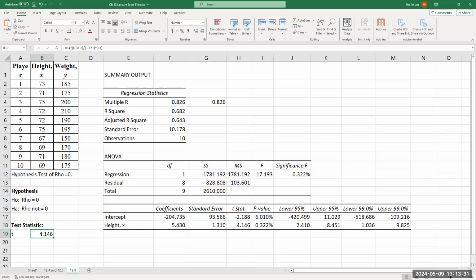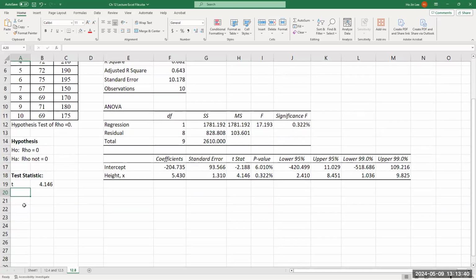All right, so that's our test statistic. Now we have to do the testing. Okay, and I will do the testing down here. There's two ways of doing the testing: the critical value method and the p-value method. We're going to do both here.